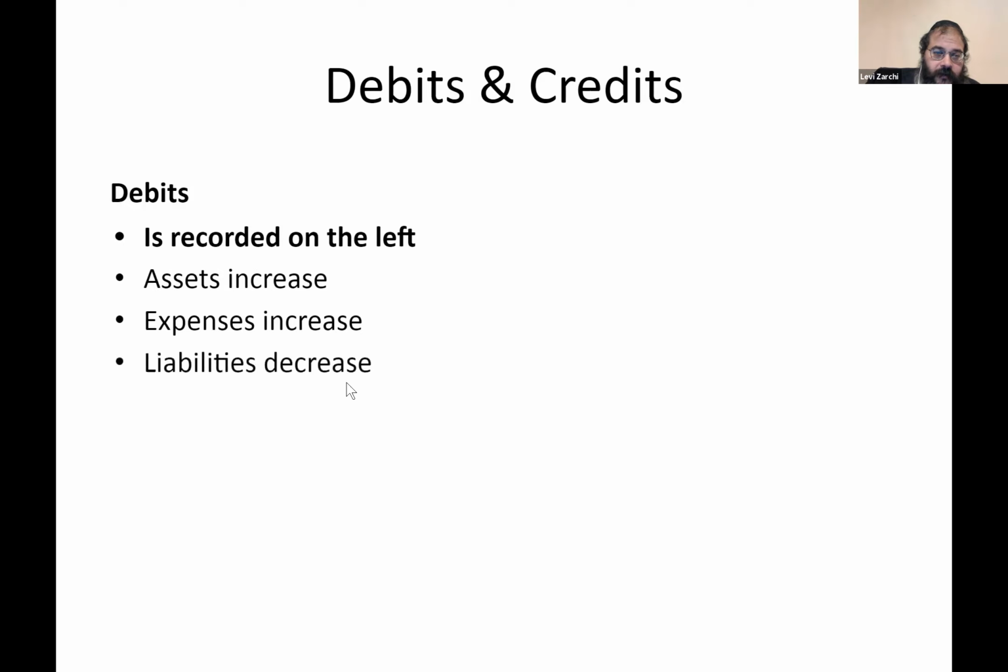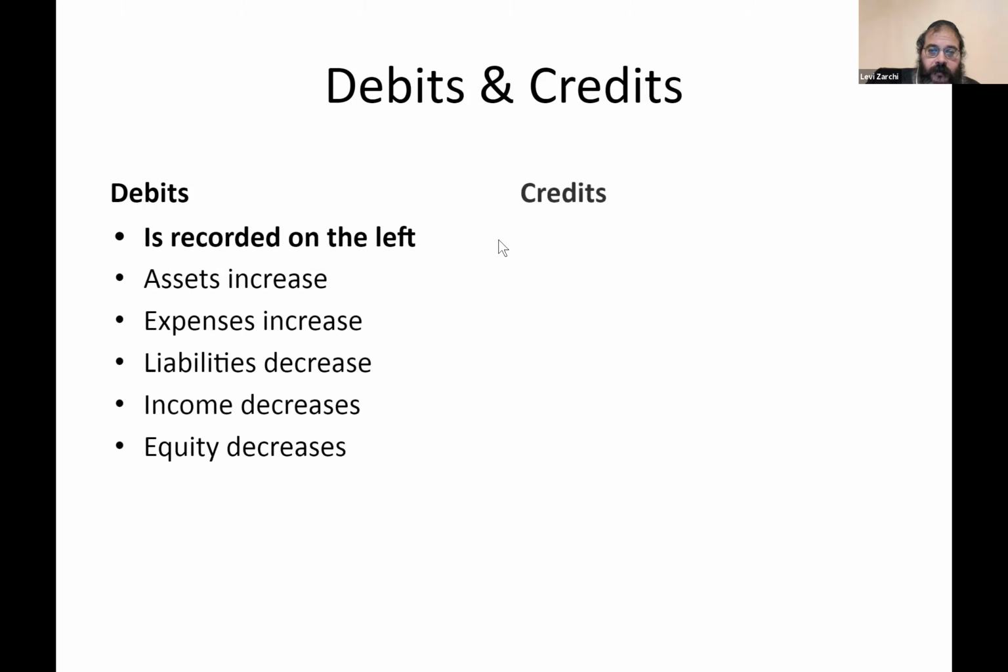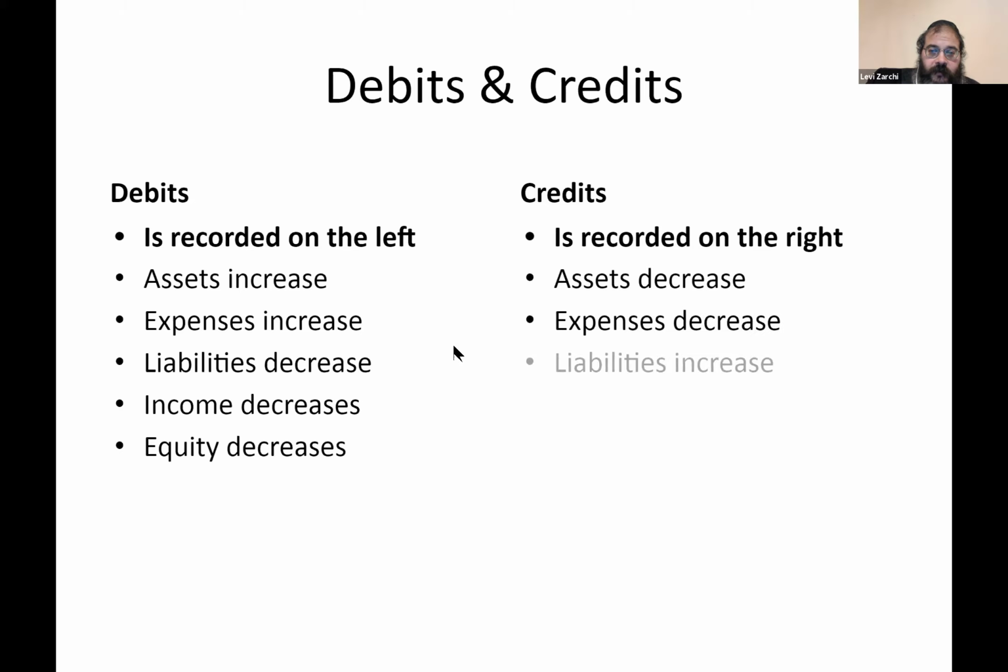Liabilities go down, income goes down, which is equity goes down. And then the credits are on the right side, right? Credits are on the right, and that's why we have them on the right side of the slide. Assets decrease, expenses decrease, liabilities increase, income increases, equity increases.